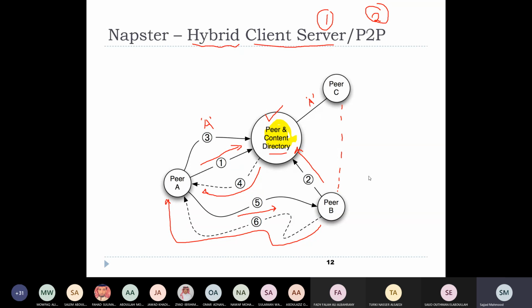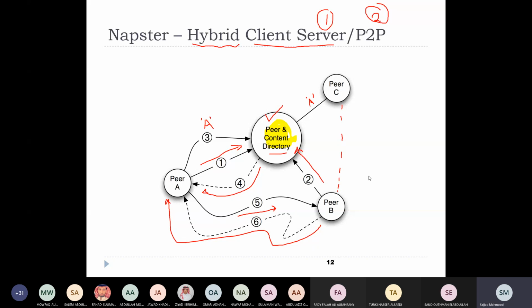Okay. From a performance perspective, purely from a speed perspective, it's actually not too bad at all. It was very efficient, because the content directory is just like a hash table. It's just storing IP addresses and the content information, and the sharing never took place through the content directory. So it was not one server being overloaded with so many requests. P2P direct connection over the LAN, very fast.